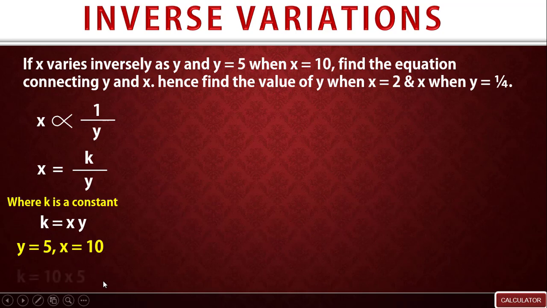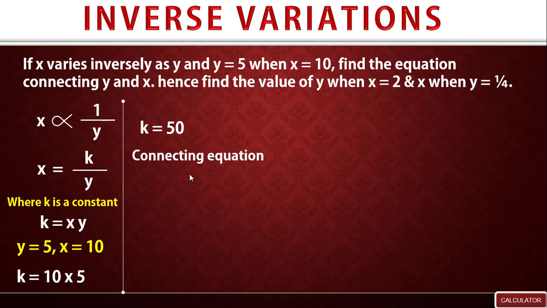So we have K equals 10 times 5. So 10 times 5 will give 50. So our K equals 50. The next thing to do now is to put the value of K equals 50 into this formula. We have S equals K all over Y. Our connecting equation is S equals 50 divided by Y. This is our connecting equation. We've been able to find the connecting equation between S and Y.